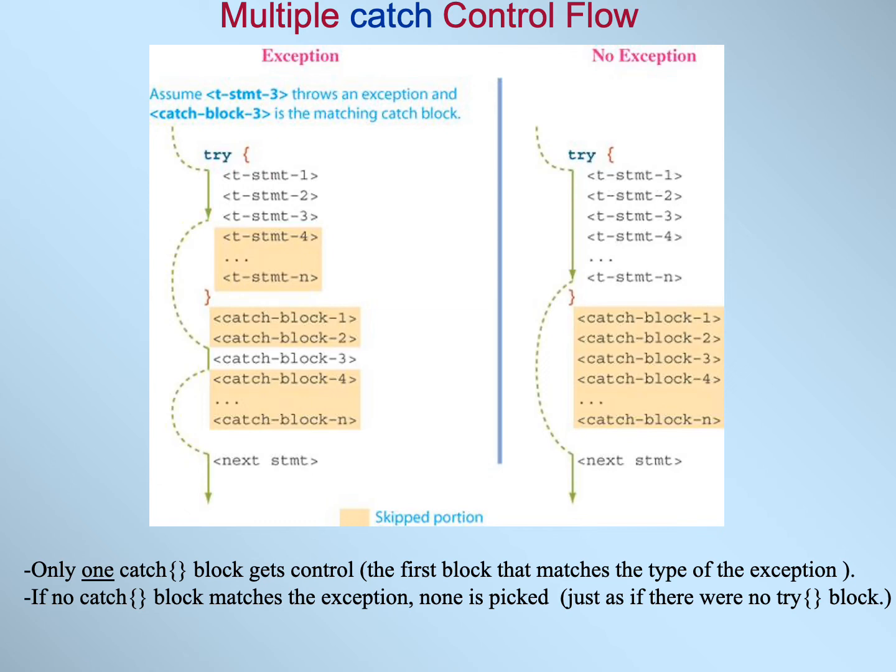Only one catch block gets control, which is the first block that matches the type of the exception. If no catch block matches the exception, none is picked. So that is just the same as if there were no try block.